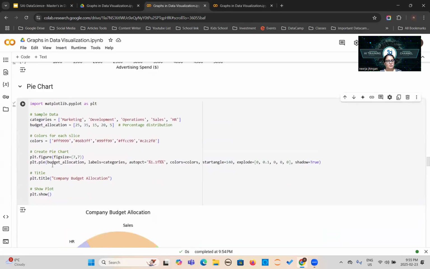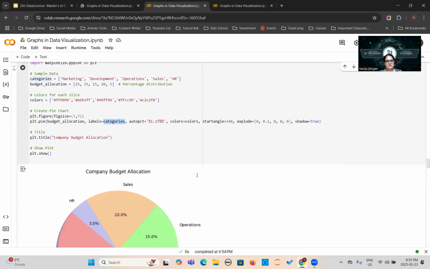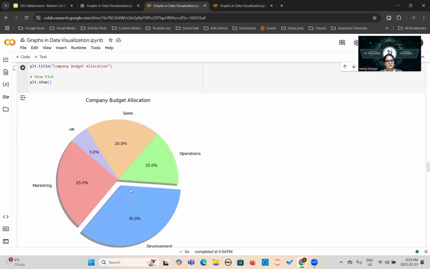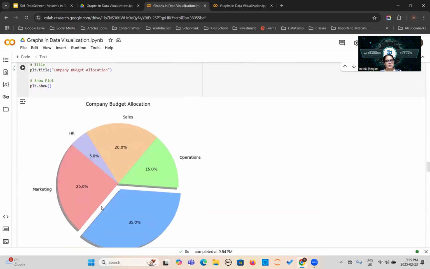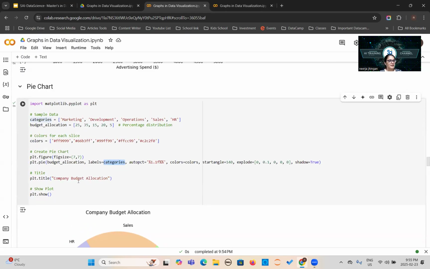So now how would you pass? This is a budget allocation. This is your list of the budget allocation labels you are labeling. This is another list you have declared, and it will label on this automatically. And these are the colors, start angle 140 degrees, and explode. This is how much, like the percentage, dividing on your pie chart. Okay. Shadow is equal to true means it is showing some shadows. Okay. Explode means you are exploding this one. Okay. Slice out.